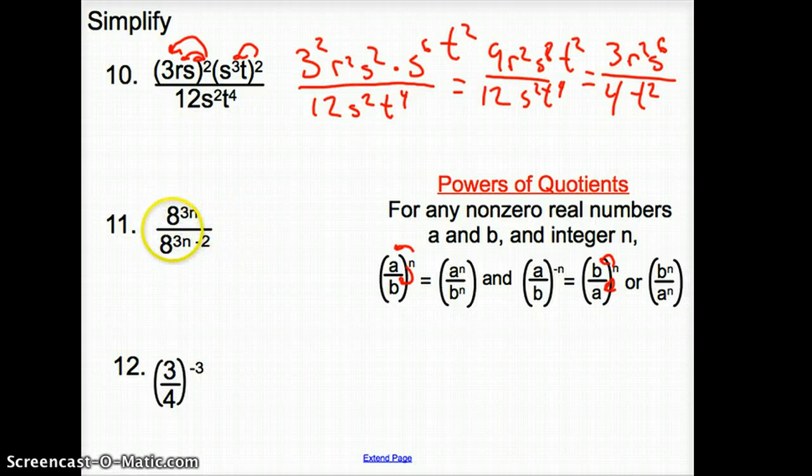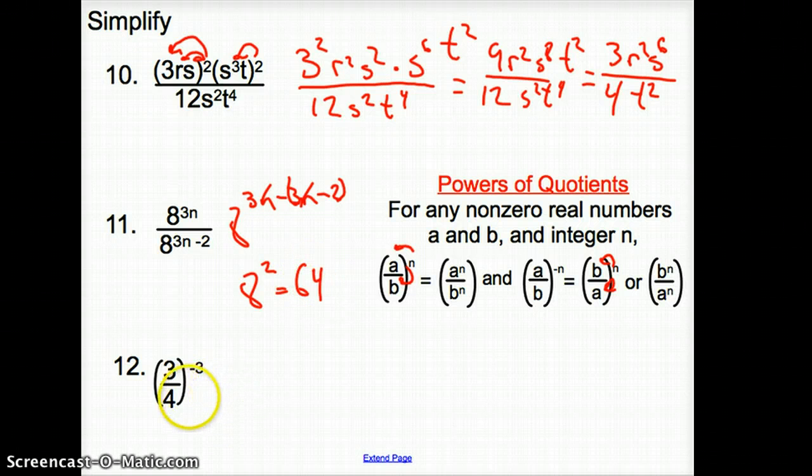We have the same 8 on top and bottom, so it's going to be 8, and then 3n from that variable minus, division means minus for exponents, 3n minus 2, and this needs to be in parentheses because it's the whole thing from down here. So it's 3n minus 3n. So those 3n's are going to cancel out, and then minus a negative 2 turns into a positive 2, so it's going to be 8 squared, or if you will, it is 64.